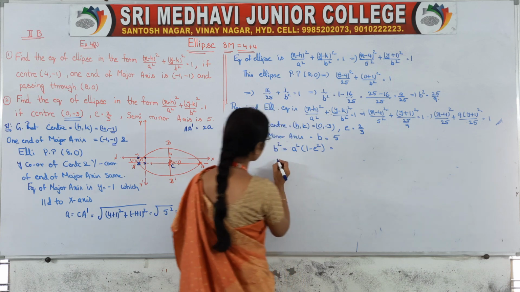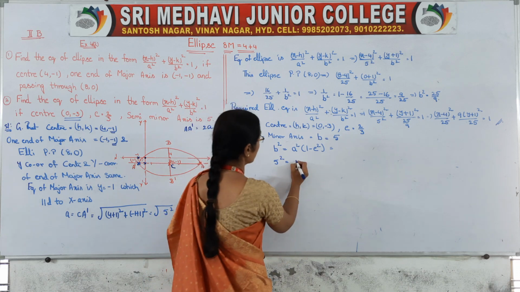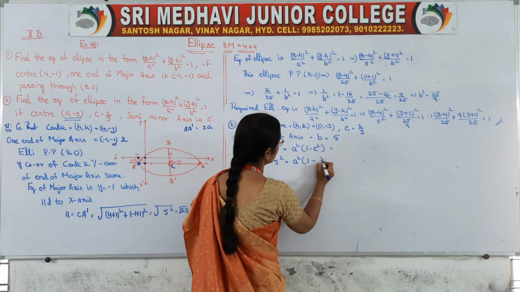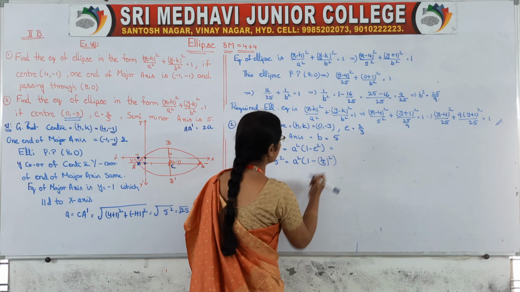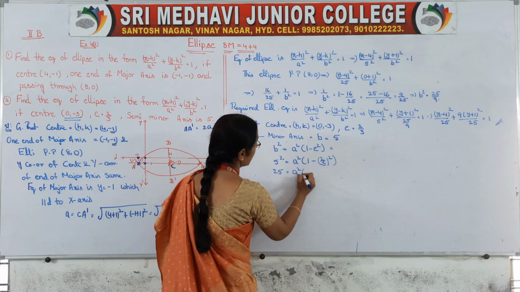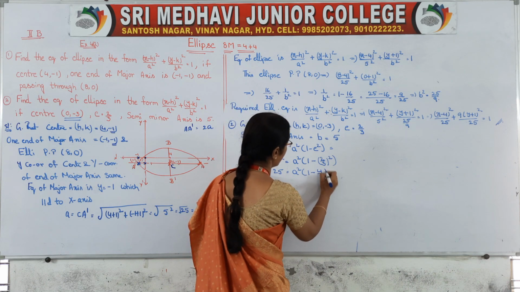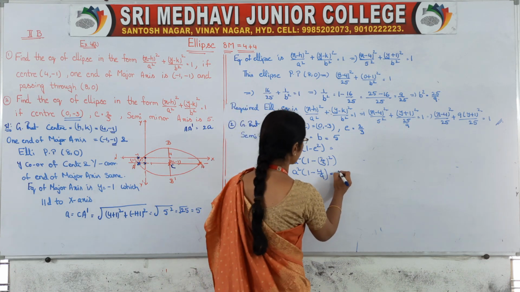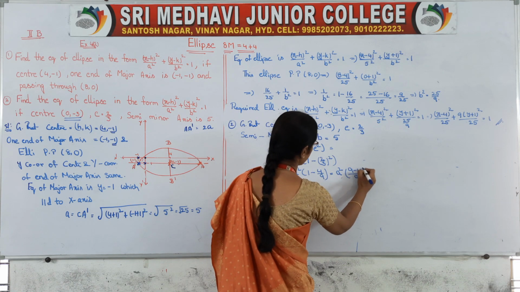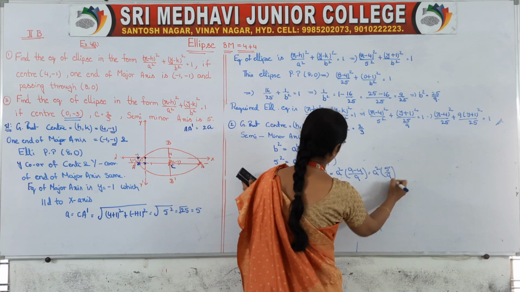So come on, b we got as 5, square is equal to a square, we don't know, we have to get it, into 1 minus e square, e is 2 by 3, right? 2 by 3 whole square. So it is 25 is equal to a square, 1 minus 2 by 3 whole square is 4 by 9. Okay, so a square into, 9 is the LCM, 9 minus 4, it is 5 by 9.